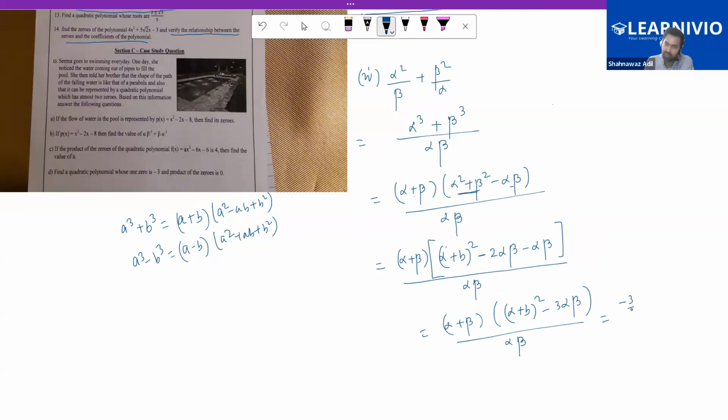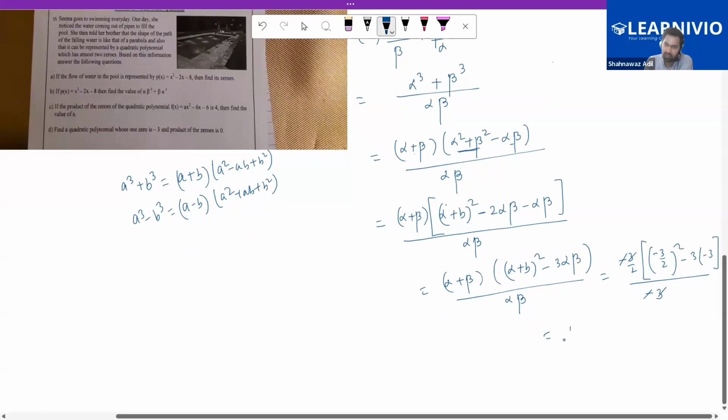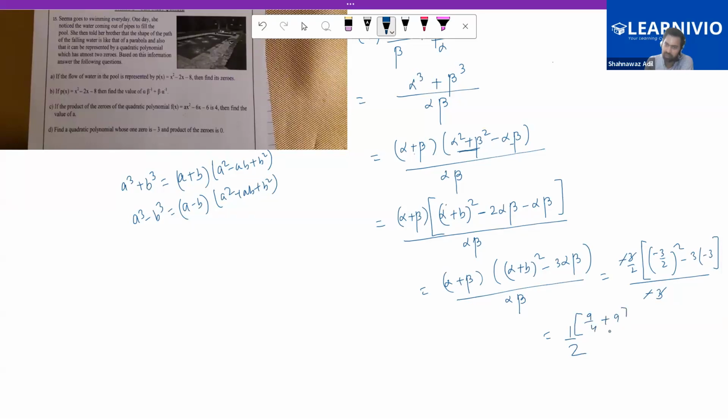Alpha plus beta is minus 3 by 2. And then again minus 3 by 2 whole square minus 3 into minus 3 and then divided by minus 3. So minus minus cancels, 3 and 3 cancels, and half goes down. This is 9 by 4 plus 9. So 9 fours are 36. 36 and 9, 45. So 45 by 4 and by 2. So this 4 goes over here, so 45 by 8. That is the answer. Is it clear?